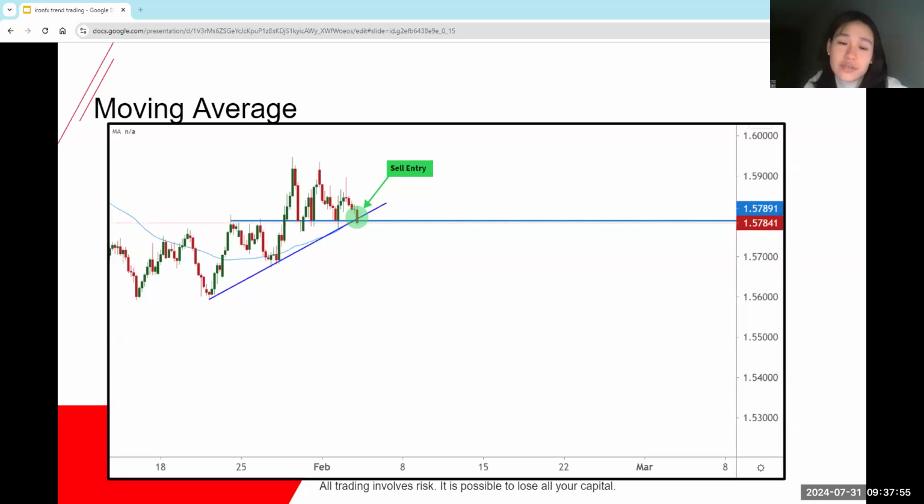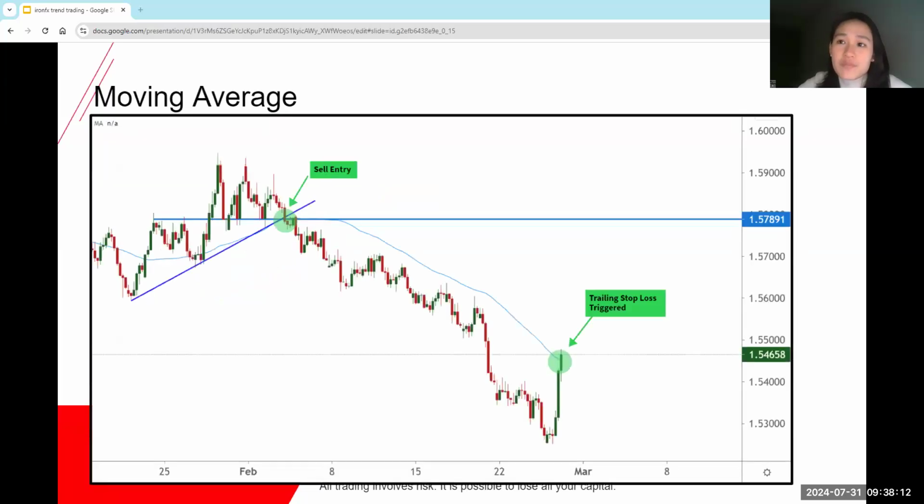That horizontal level that we have as well at 1.57891, that's also a kind of a resistance level or support level, and price has also broken out of that. So it's giving us a very bearish signal. So firstly, we have our sell entry. Okay, so we're correct. We go in for a sell. Price moves below the moving average, which we mentioned earlier is a bearish signal.